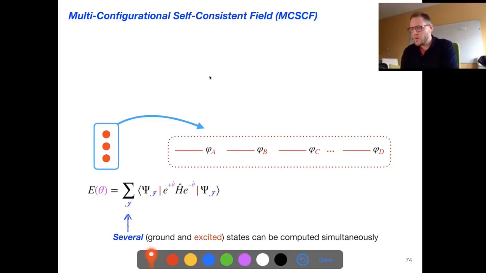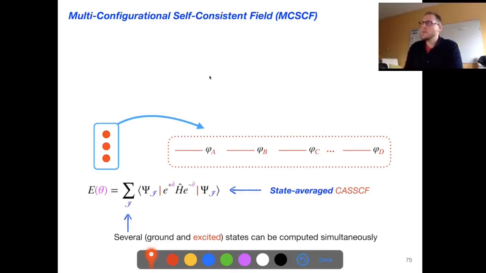So you have to do this orbital rotation process I talked about, but it's the same operator that rotates the orbitals in both ground and excited states. So of course, if you want to optimize the orbitals for everybody, the most democratic way of doing things is just to sum up all these energies, okay? You sum them up and you try to minimize this. And you get what we call the state-averaged CAS-SCF method, which is usually what you can find in the literature, okay?